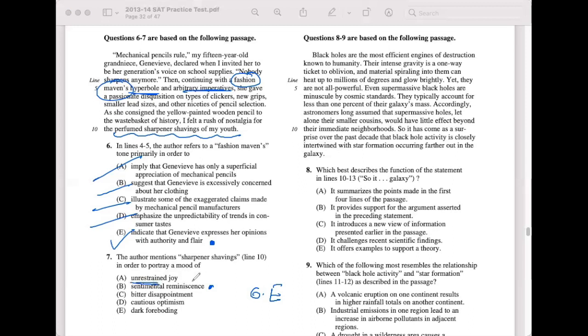Okay, unrestrained joy is exaggerated, right? It's just pencils at the end of the day. You don't really have to be unrestrainedly happy about them. So A is hyperbolic. It's exaggerated. There is no sense of a disappointment or a foreboding, right? So those are just silly options. And he's not optimistic about the return of these pencils or anything. Those lines are meant to indicate that he himself remembers them fondly. So D also doesn't make sense. So for 7th, I think the best answer is option B.